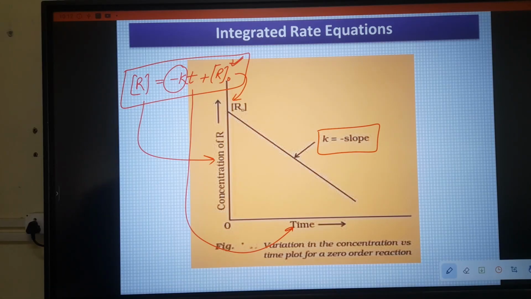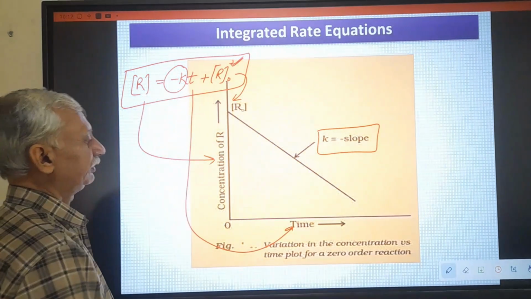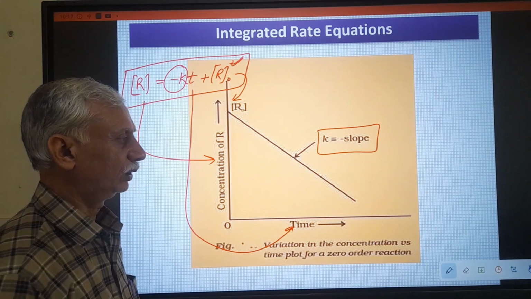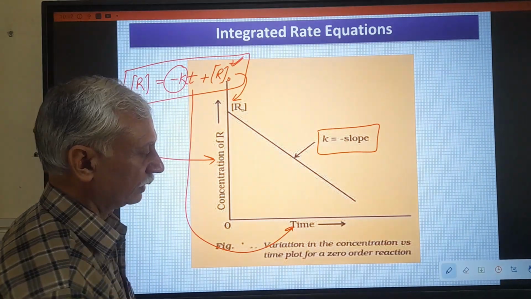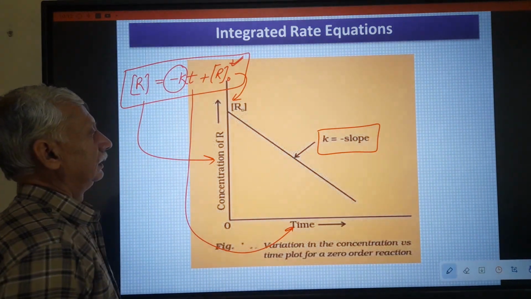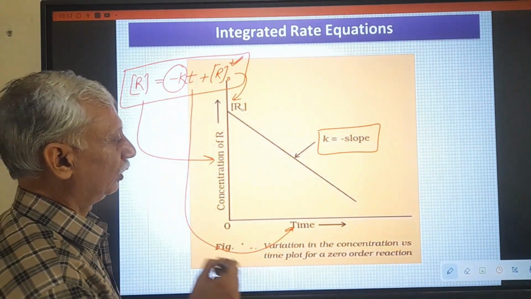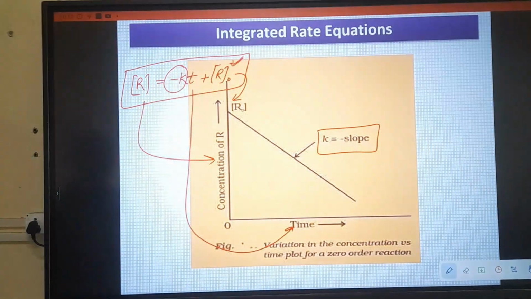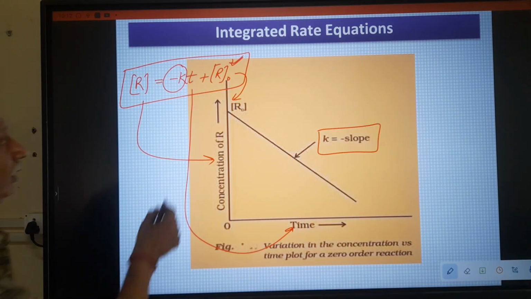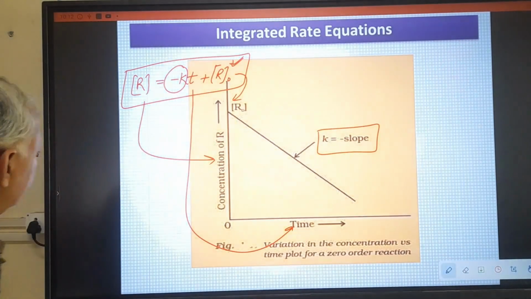Sometimes a question can be asked that when the concentration of reactant is plotted against time for a zero order reaction, what will be its slope? Or if the slope is given, he can ask about the order of the reaction, or about the intercept of the plot.